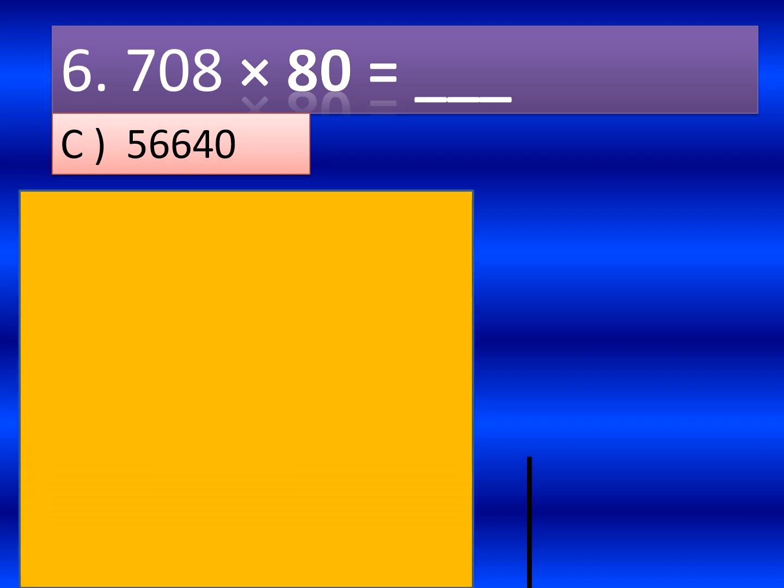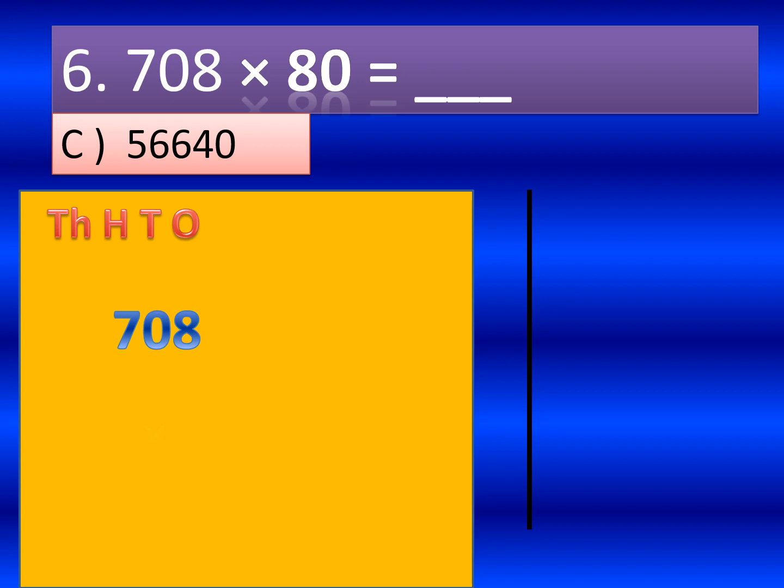The correct option is option C, 56,640. Let's see how. First, let's write the places: thousands, hundreds, tens and ones. The first number is 708. From the second number, I am going to write only the number 8, as there is 0 in the ones place in the second number, which is to be included in the final answer, to make the multiplication simplified.